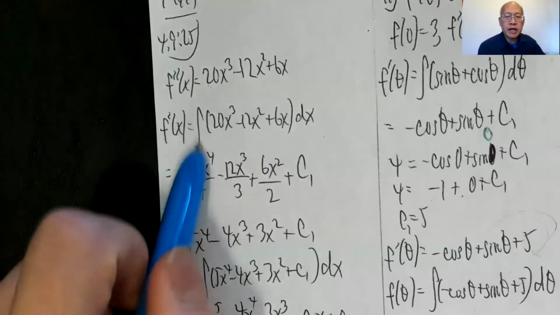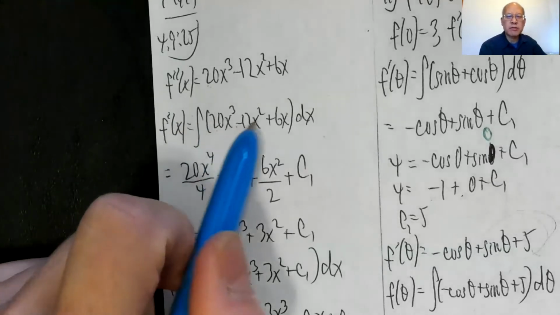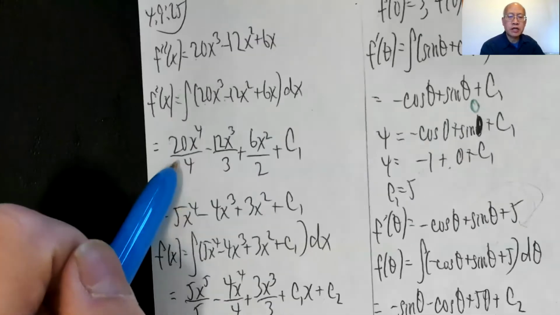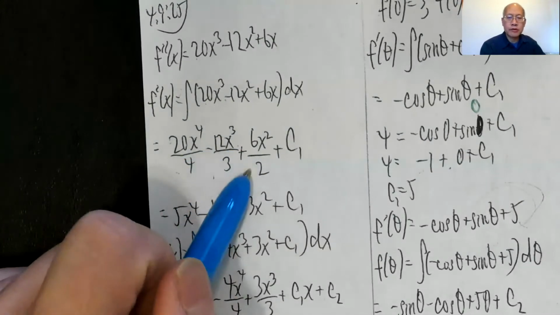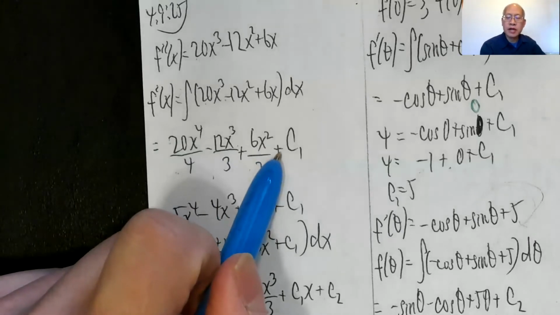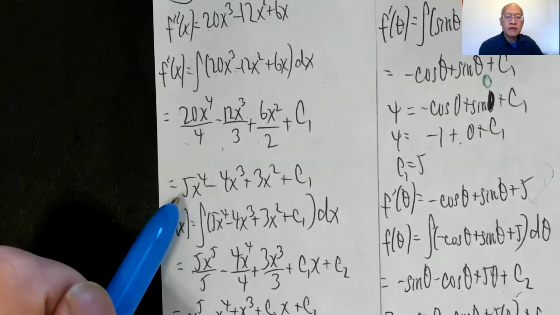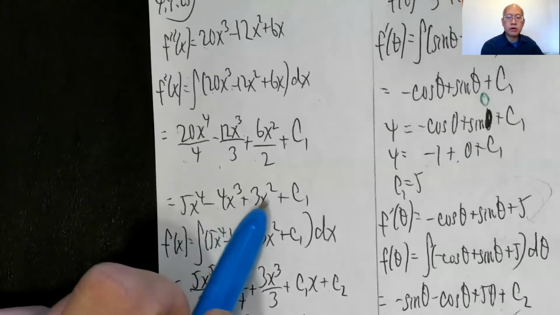So f prime is the integral of 20x cubed minus 12x squared plus 6x, which is 20x to the 4th over 4, power rule, minus 12x cubed over 3, plus 6x squared over 2, plus c1. I have to write c1 because there's going to be a c2 also. 5x to the 4th minus 4x cubed plus 3x squared plus c1.